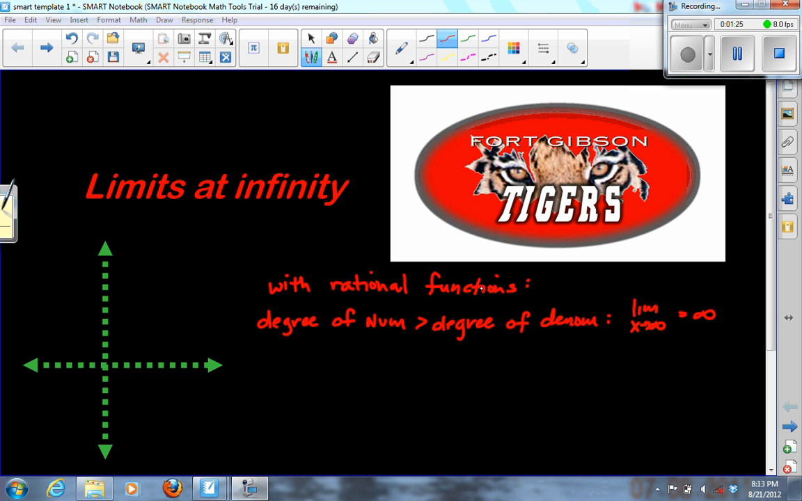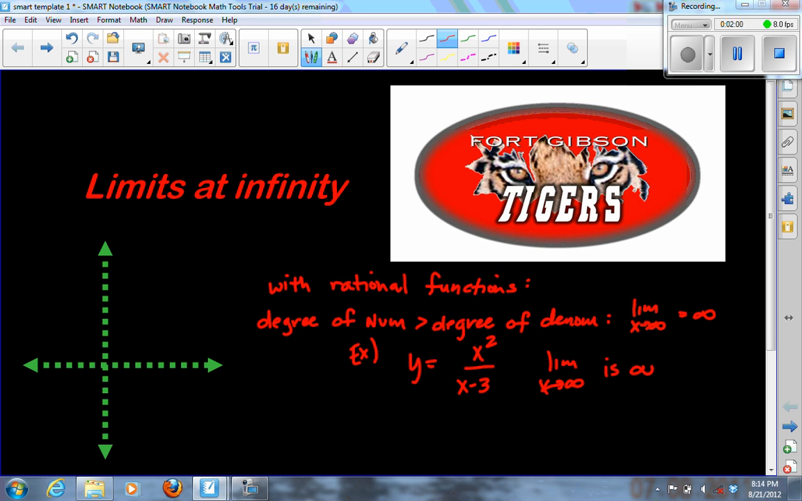So here's the first rule with rational functions. When the degree of the numerator is greater than the degree of the denominator, in other words, the highest exponent on the top is bigger than the highest exponent on the bottom, then your limit as x approaches infinity, your y values will also approach infinity. So an example of that might be y equals x squared over x minus 3. So for this rational function, the limit at infinity, or in other words, the limit as x approaches infinity, is also infinity for this function right here.